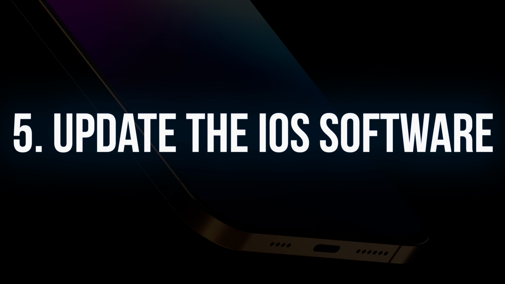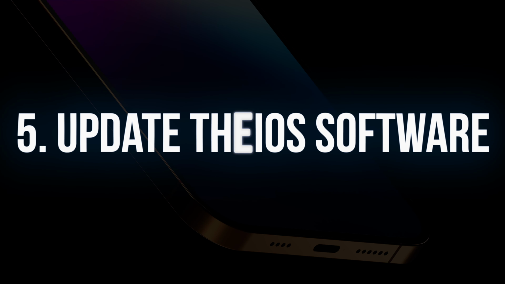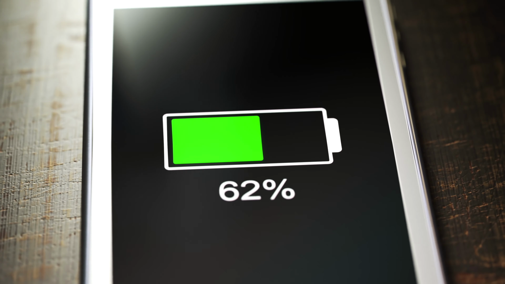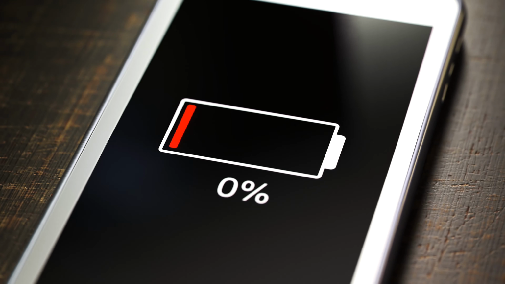Number 5, update the iPhone's operating system software. Contrary to popular belief, updating your iOS system doesn't always cause problems. As a matter of fact, many times it helps with security updates as well as any bug fixes. Sometimes our phones could be running slow and the battery could be draining extra fast, which is why it's so important to make sure that you update your iOS system.